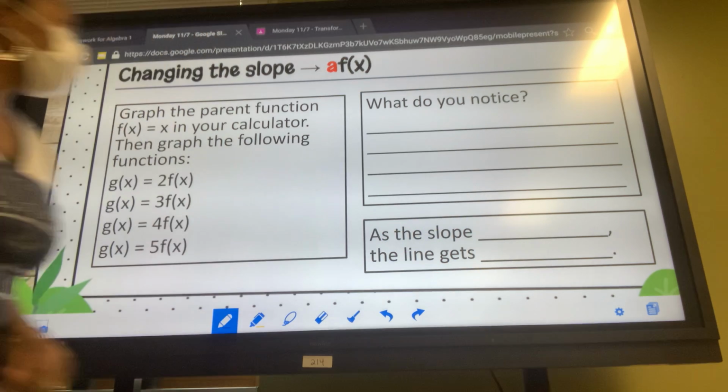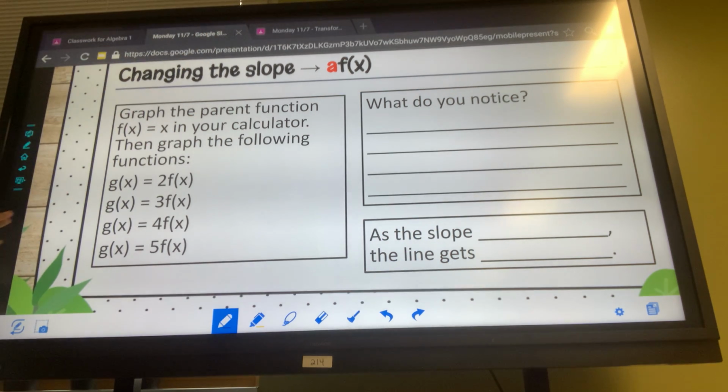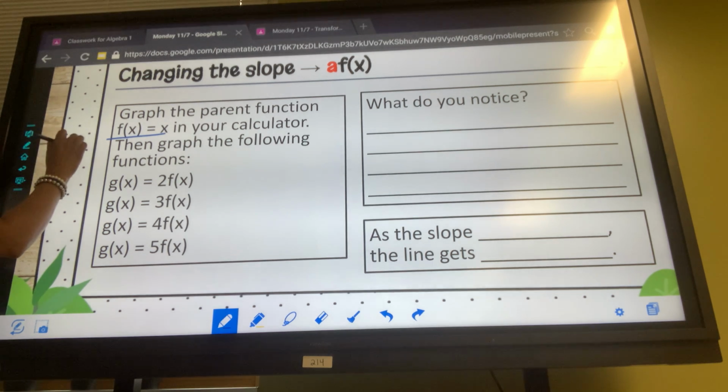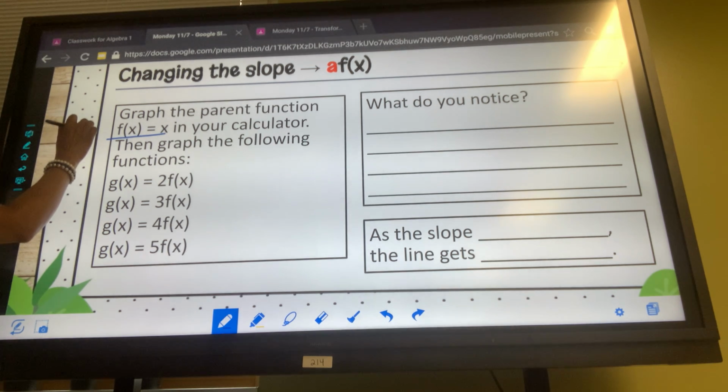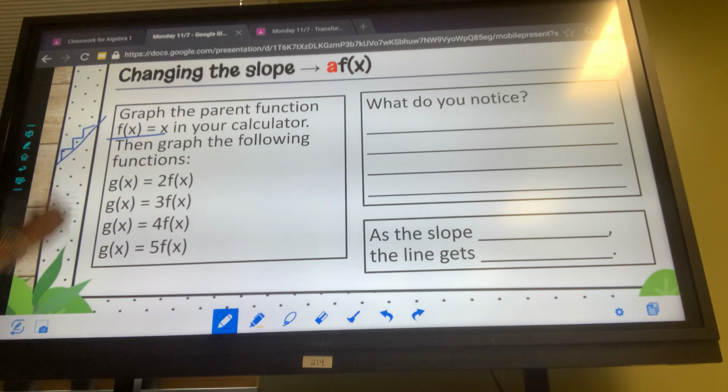We're not going to use the calculator right now. Remember, this is our parent function. For this graph, it has a slope of 1, right? So it's going to rise 1, run 1, rise 1, run 1, rise 1, run 1. Stairs. It's going to be like this.